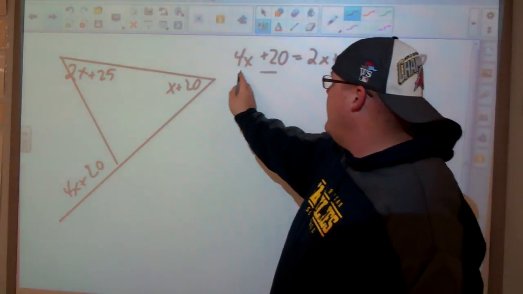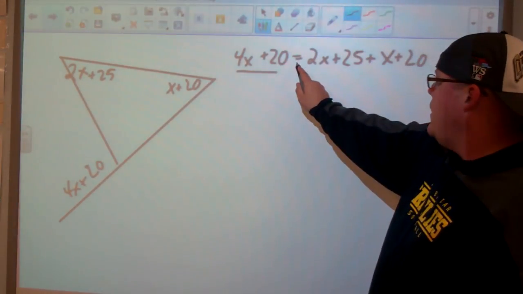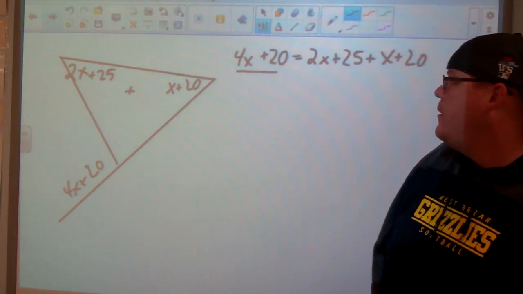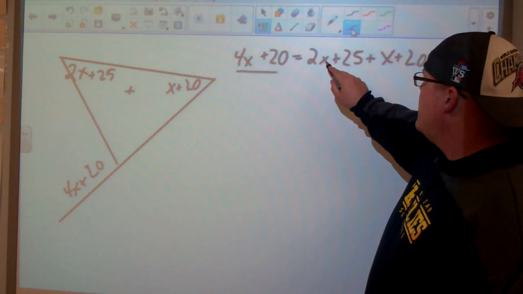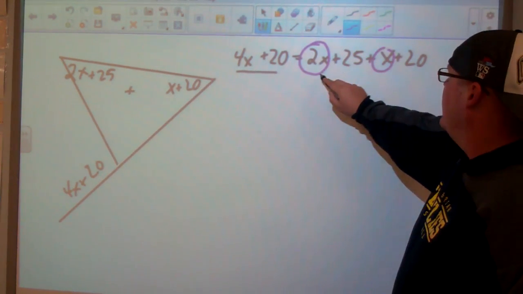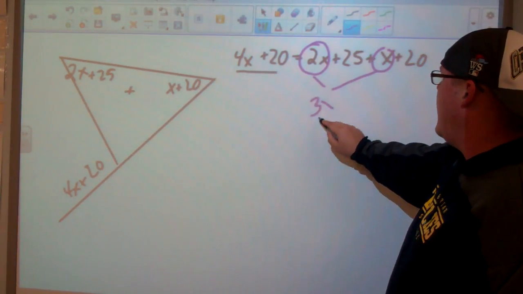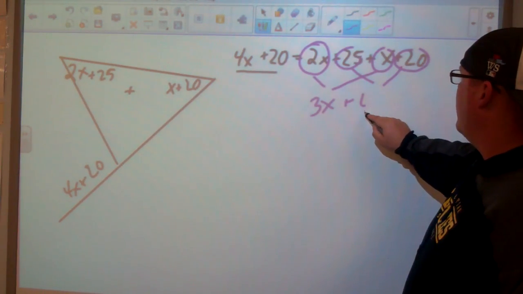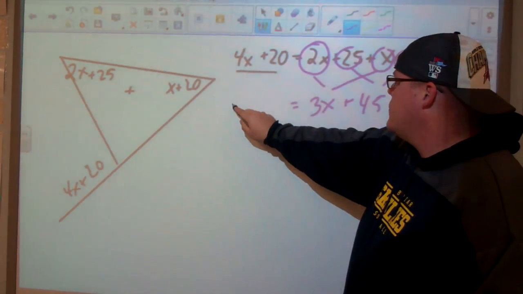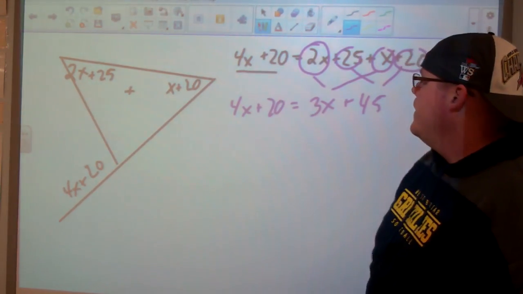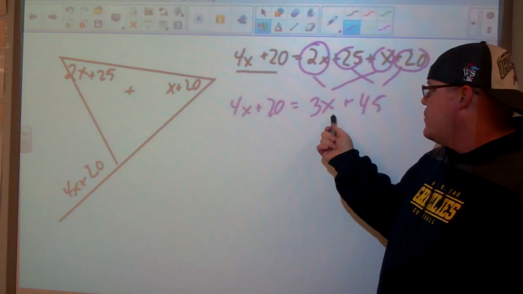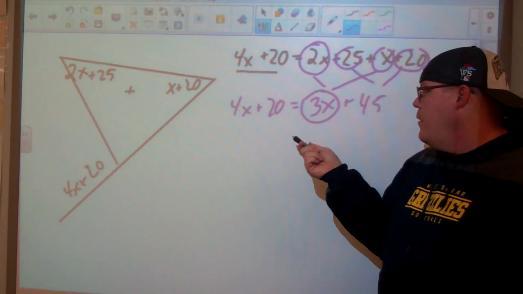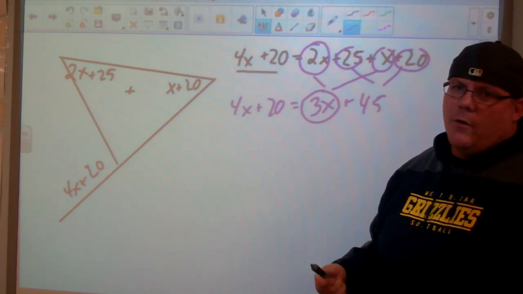So I've taken the exterior angle and set it equal to the sum of the interior angles, right? Now I'm going to combine my like terms. I'm going to combine 2x and x, which gives me 3x. Then I'm going to add 25 and 20, and that gives me 45. Again, that's going to be equal to 4x plus 20. So I'm going to use inverse operations. I'm always going to move the smaller x to the other side. So instead of moving 4x over here and creating a negative number, I'm going to move the 3x to that side so I can still work with positives.